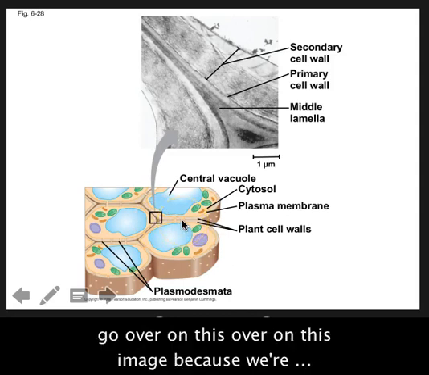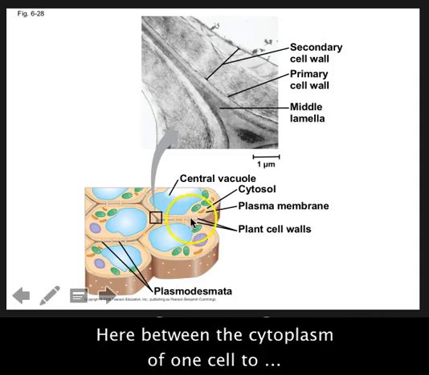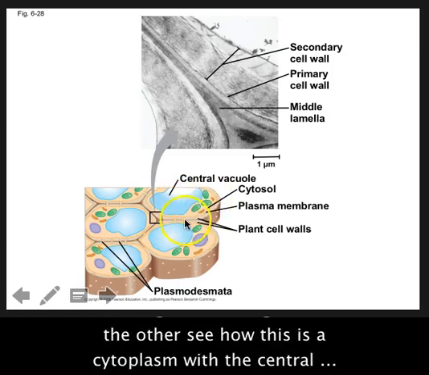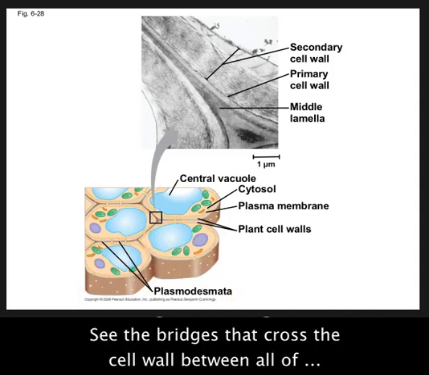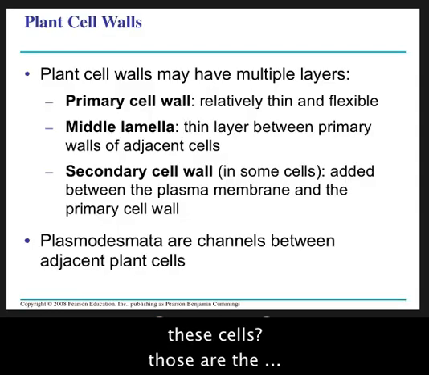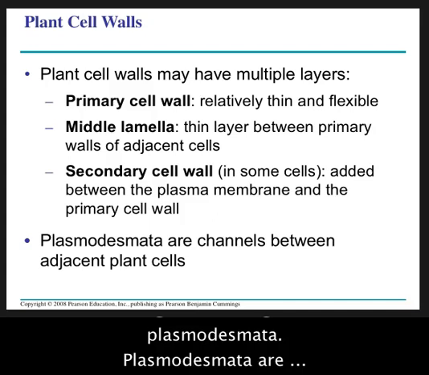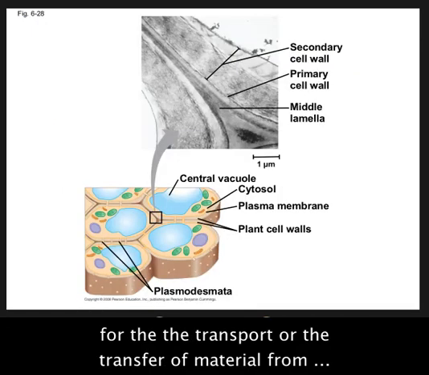Something else I want you to notice while we're on this image, because we're going to back up a slide, you see these bridges between the cytoplasm of one cell to the other. See how this is the cytoplasm with the central vacuole and the chloroplast and the mitochondria. See these bridges that cross the cell wall between all of these cells? Those are the plasmodesmata. Plasmodesmata are channels between adjacent plant cells, and they allow for the transport or the transfer of material from one cell to another cell. Okay.